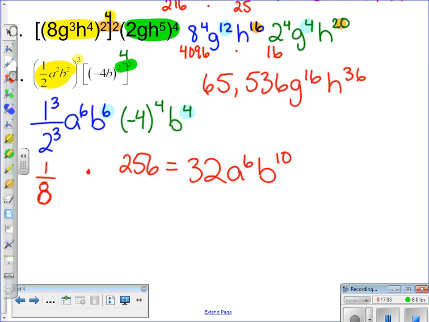So remember, if you have a negative number raised to an exponent, right here, a negative number raised to an exponent, you must use parentheses. If you don't, you will not get a positive 256.